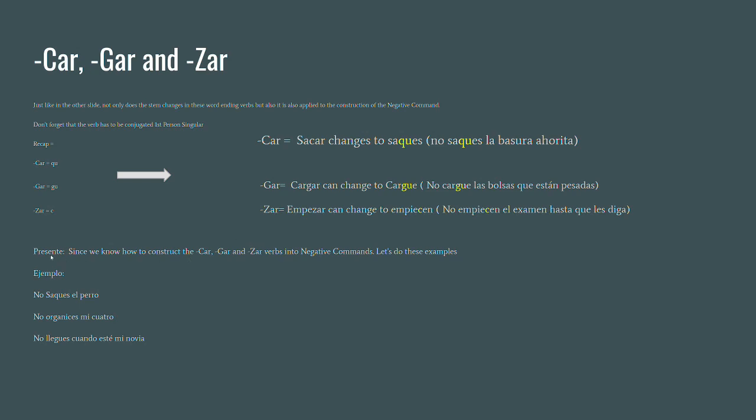Since we know how to construct car, gar, and zar verbs into negative commands, let's do these examples. No saques el perro. Don't take out the dog. No organices mi cuarto. Don't organize my room. And lastly, no llegues cuando esté mi novia.